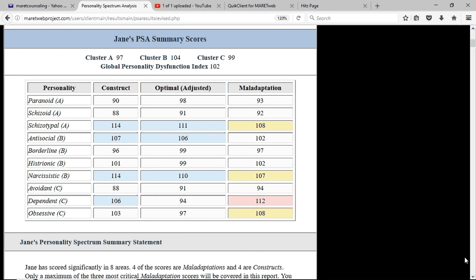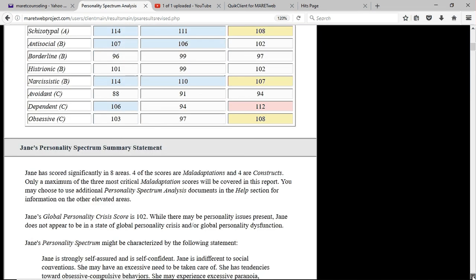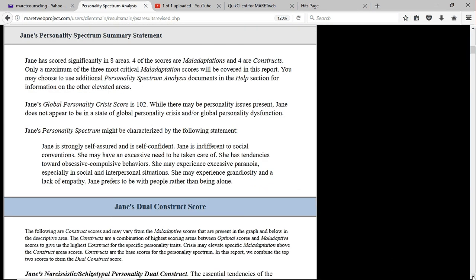So we're done with this. The next section we're going to deal with is the personality spectrum summary. As soon as we come back to the next video.